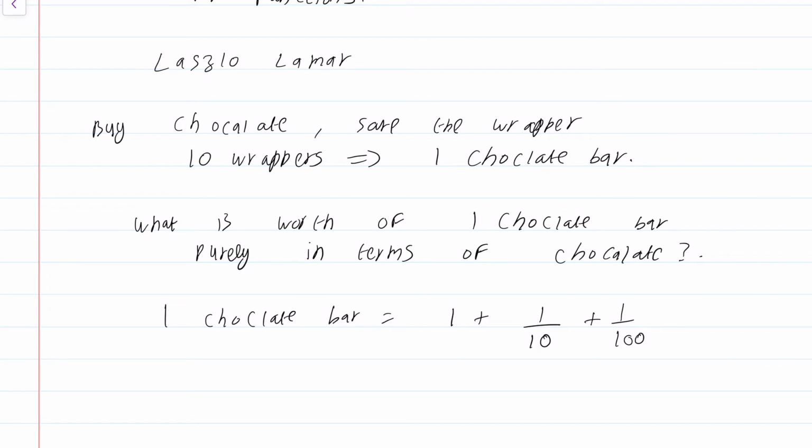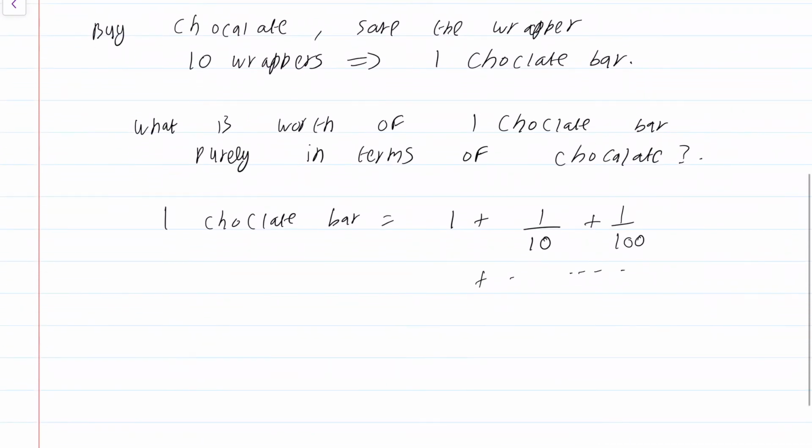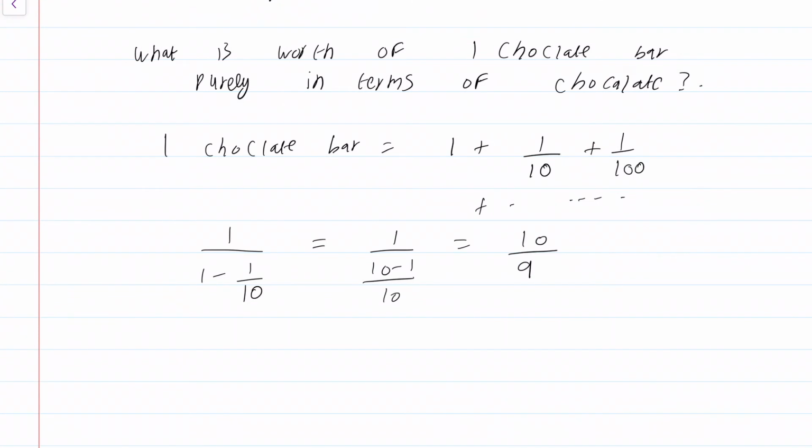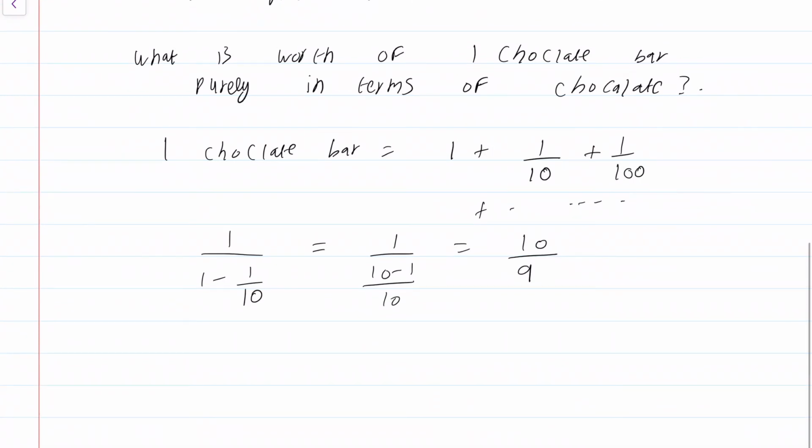Okay, and you can see where this is going. You get an infinite series. In fact, I'm sure you know what the sum of this series is. This is called a geometric series. The sum of this series is 1 by 1 minus 1 by 10, which is actually 1 by 10 minus 1 by 10, which is 10 by 9, which is just 1 by 9.